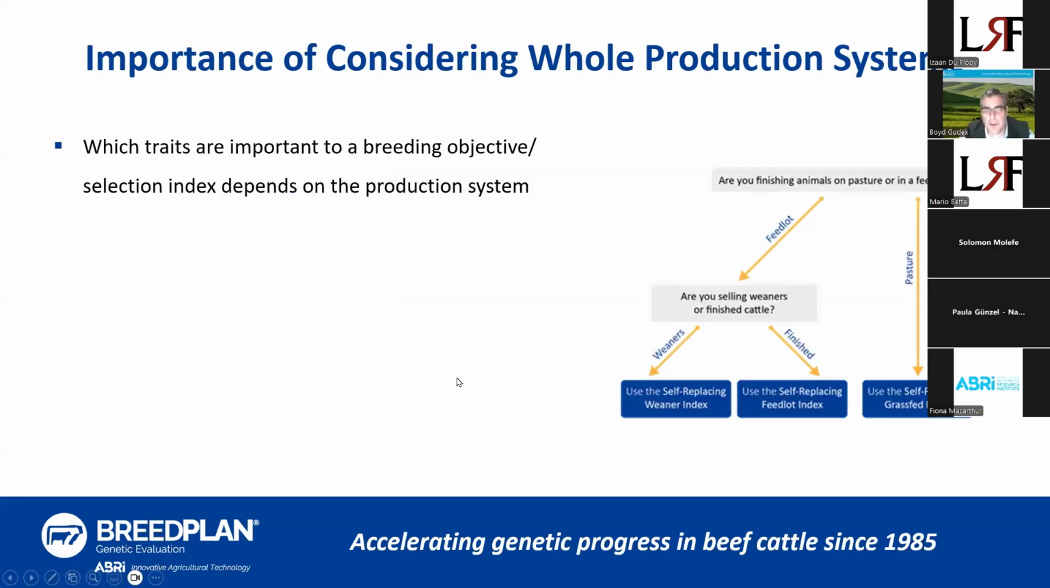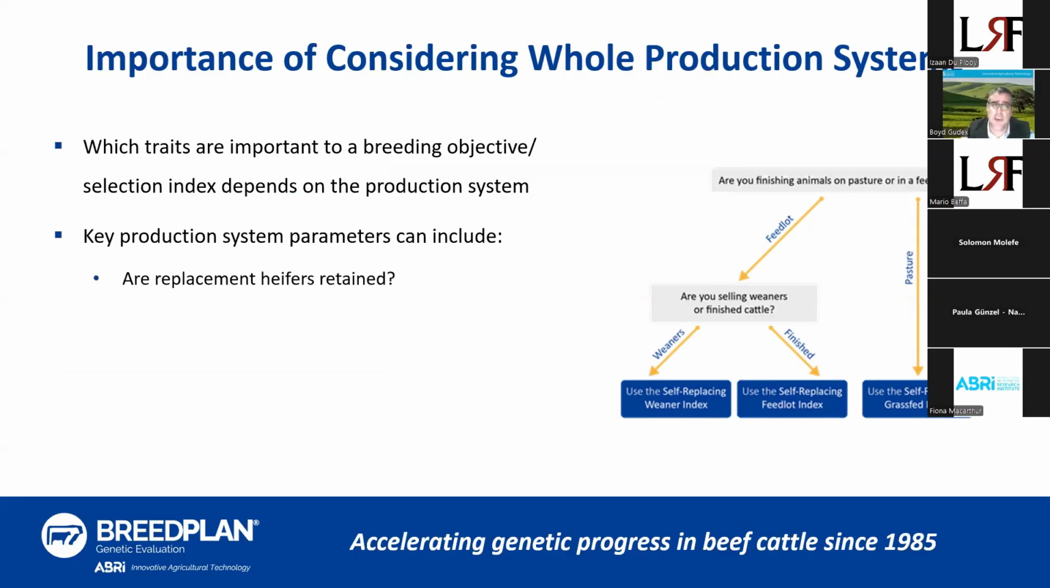Now, part of the reason why it's important to consider the whole production system is which traits are important are going to depend on the production system. So some key defining parameters include things like, are you retaining heifers? Because if you aren't retaining heifers, then you don't need to consider any of the maternal traits because you aren't breeding daughters to retain in your herd and breed from. So that plays an important role.